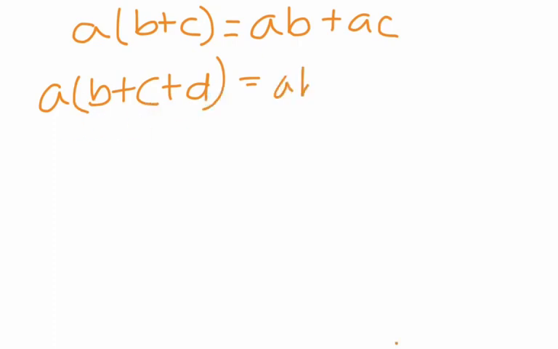Sometimes I like to think of it as this. The parentheses are grouping symbols. So the a is multiplying the group. The whole group is getting multiplied. Everybody in the group is getting multiplied.